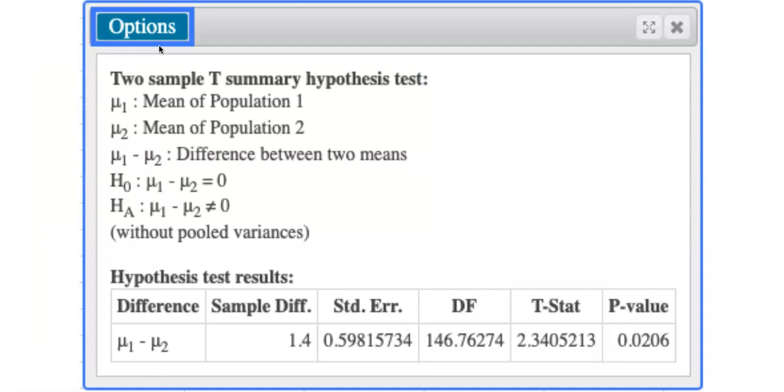Ta-da! Here we go. The sample difference came out positive because we noticed the woman average was slightly higher. But what we care about is the t-stat and the p-value, right? They gave you the test statistic, which is about 2.34. This is positive, so we should be looking at the right tail probability of that 2.34 on a t-distribution with degrees of freedom of 146.76. We can use a t-distribution calculator to find the probability, but we will get the same p-value, 0.02.